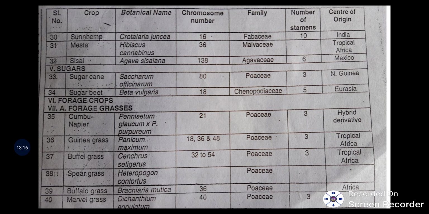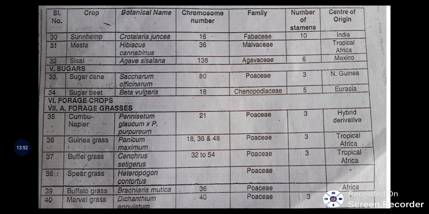Sugarcane is Saccharum officinarum, that is noble cane, which has 80 chromosomes, belongs to family Poaceae, where the majority of our cereals belong. Number of stamens in sugarcane is 3 and the center of origin is New Guinea. Next is sugar beet, which is Beta vulgaris, and chromosome number is 18. Family is Chenopodiaceae, where amaranthus and other plants belong. Then number of stamens is 5 and the origin is Eurasia or Africa.